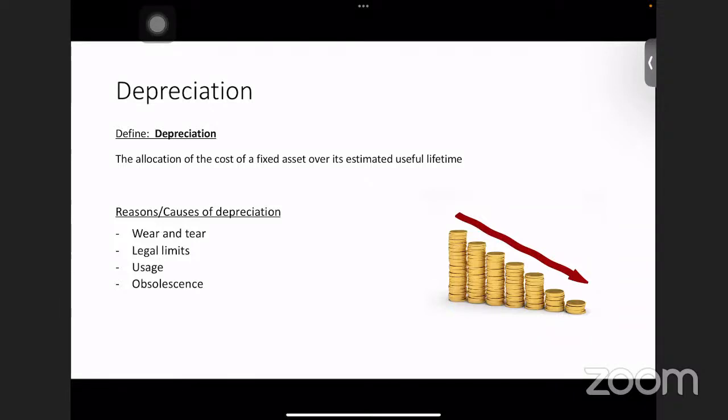What are the reasons why we have to depreciate our asset? Maybe these four: wear and tear, legal limits, usage, obsolescence. If you don't know how to spell the word obsolescence, then don't write it. Write the other three. Some students want to write this one, don't know how to spell it, and don't get a mark. So if you don't know how to spell, just write the other three. You have three other options. Can?